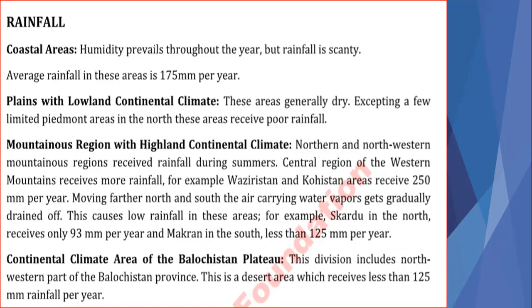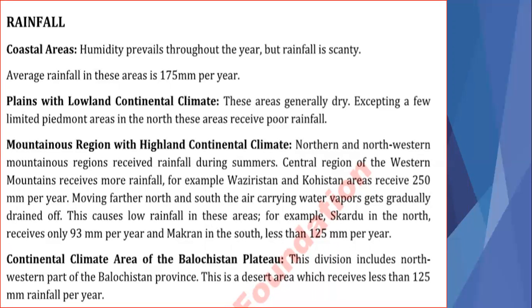The average rainfall in the different areas of Pakistan. In the coastal area, humidity prevails throughout the year, but rainfall is scanty. Average rainfall in these areas is 175 millimeters per year. This MCQ can be asked: average rainfall in the coastal area is dash millimeters per year, 175 millimeters per year.